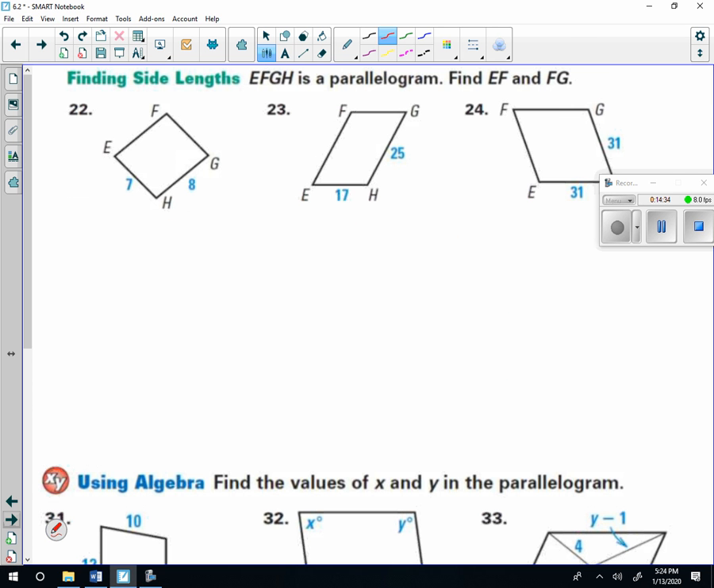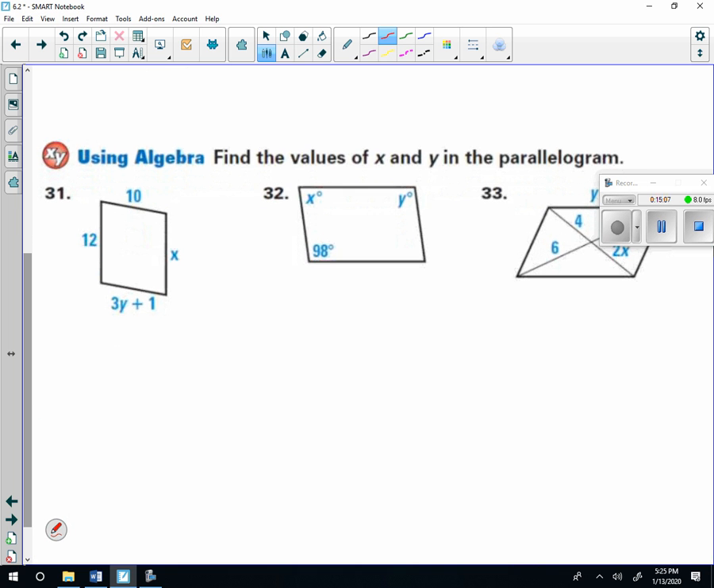Okay, flipping over. It says finding the side lengths. It says EFGH is a parallelogram. Find EF and FG. Well, in 22, if that's a parallelogram, then FG has to be 7 units because opposite segments are congruent in parallelograms. And segment EF has to be 8 units because, again, opposite segments are congruent. I think we'll skip 23 and 24. It is very similar to 22, using properties of parallelograms.